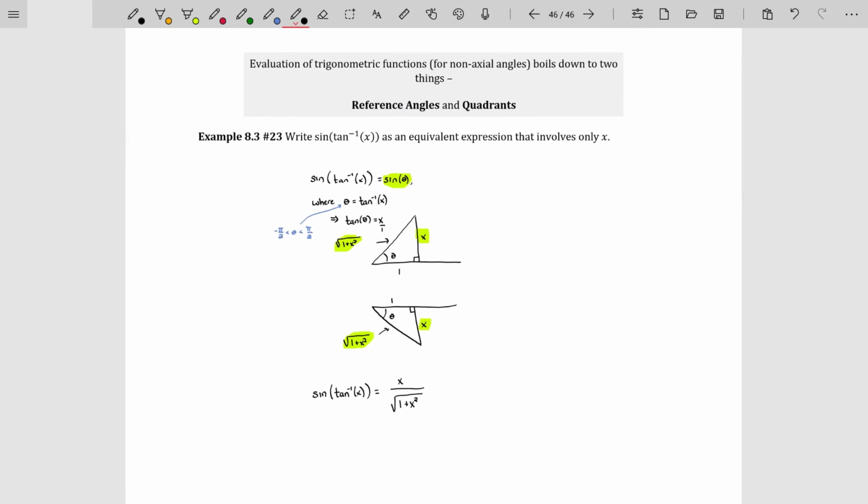And in the next video, you'll see applications of right triangle trig and the use of their inverses.